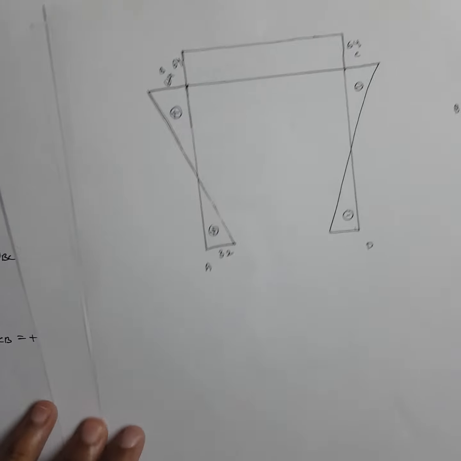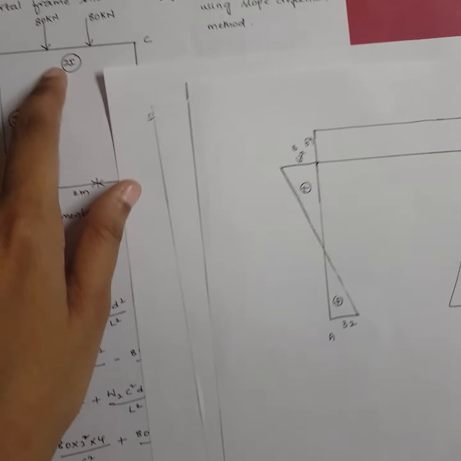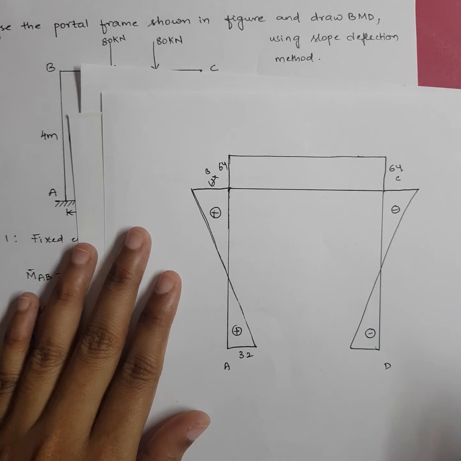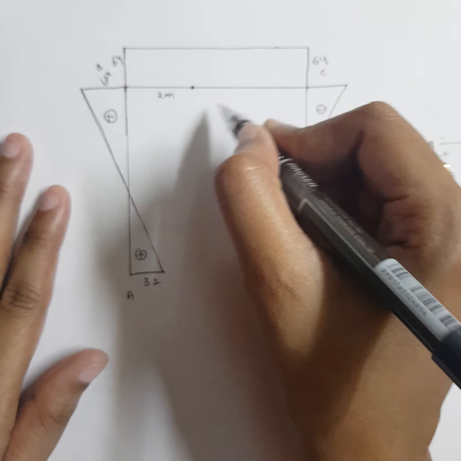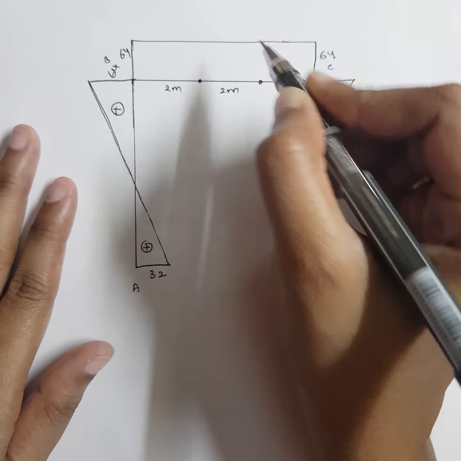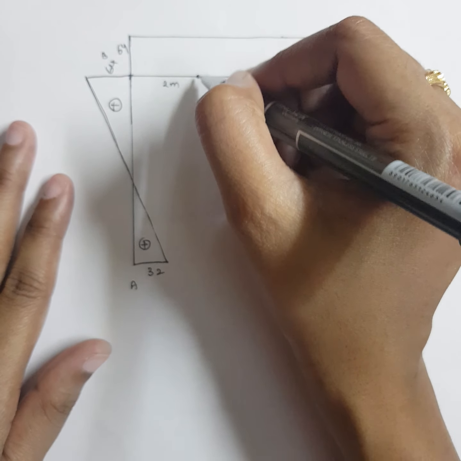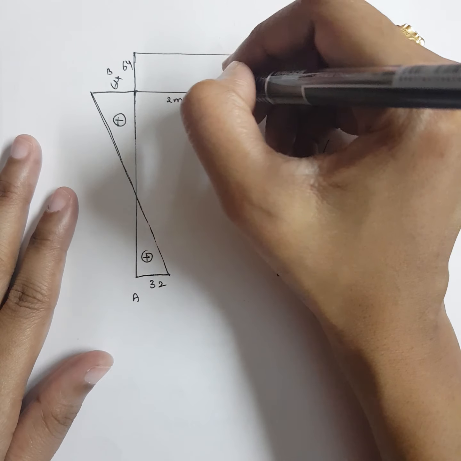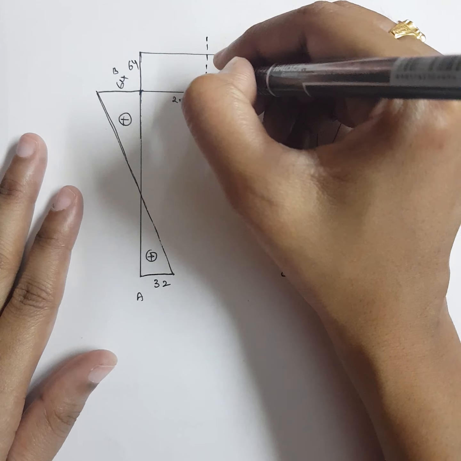Next, we have to draw the bending moment diagram according to the given loading, right? So we had 2 point loads, 80 and 80, with 2 meters distance. Say this is some 2 meters distance here. I have an 80 kilonewton load here, and another 80 kilonewton load here. So what was the intensity of the loading? 80. So what will be the bending moment at this point? 80 into perpendicular distance, 80 into 2, which will be 160. So just mark 160 like this.